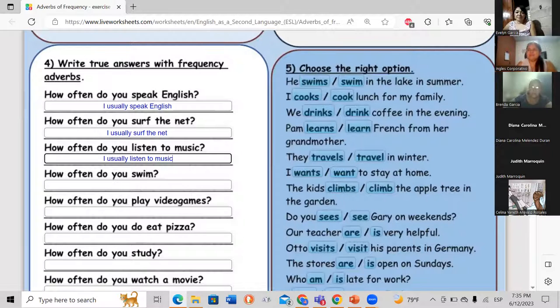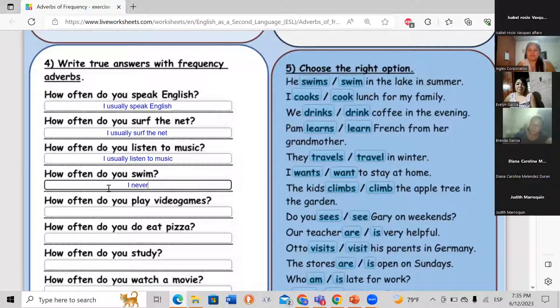Selena? I never swim. Es nadar, vea. Yes. Okay. Isabel Rocío, ajá. Yes, teacher. How often do you play video games? I never play video games.